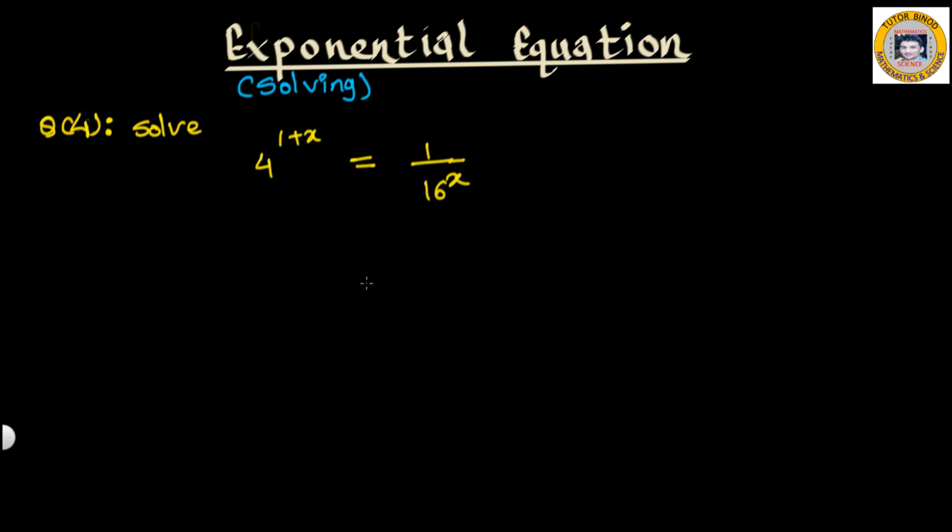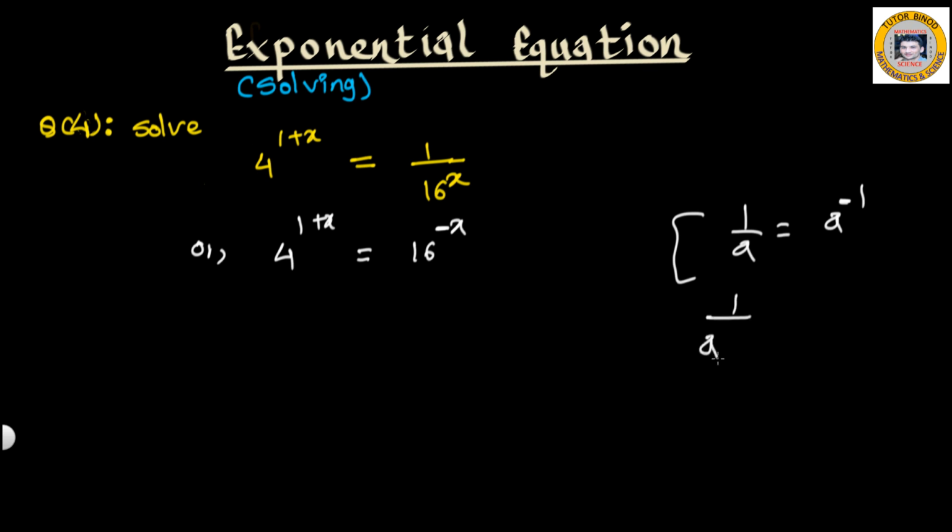Now let us deal with another problem. In this case I have 4 to the power 1 over x, whereas 1 over 16 to the power x is over here. Let us try to do it together. On the left hand side I can write 4 to the power 1 plus x as it is, whereas my right side, I can write it as 16 to the power negative x, because 1 over a is equal to a to the power negative 1. If I have 1 over a to the power x, I can write it as a to the power negative x. So I write 16 to the power negative x over here.